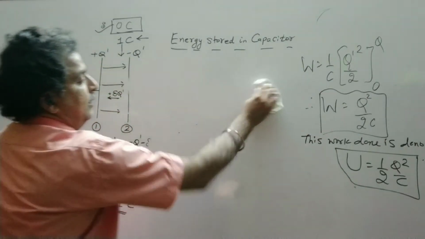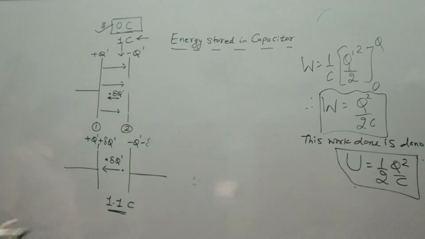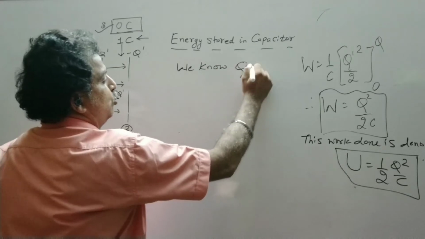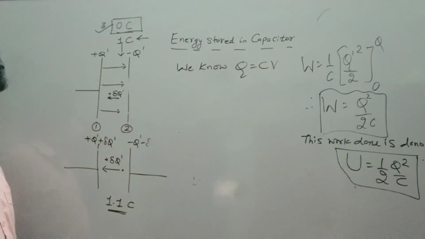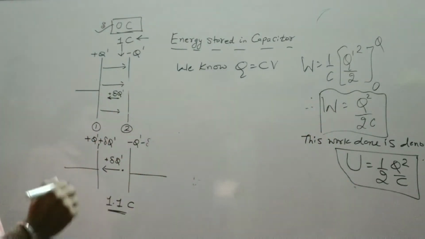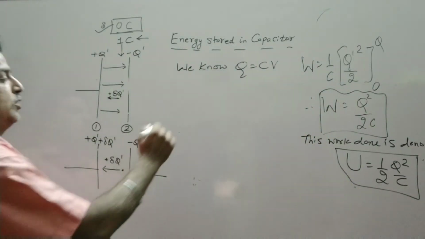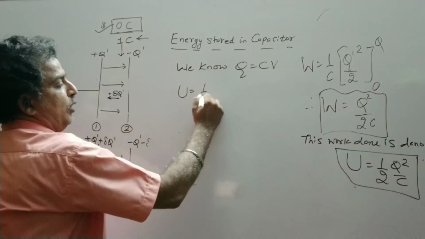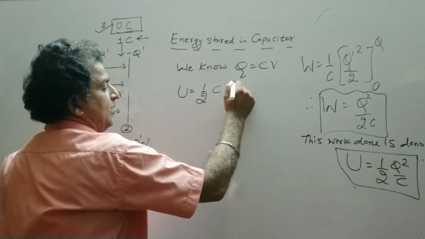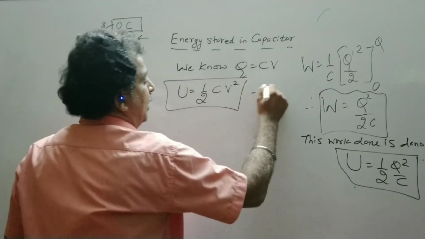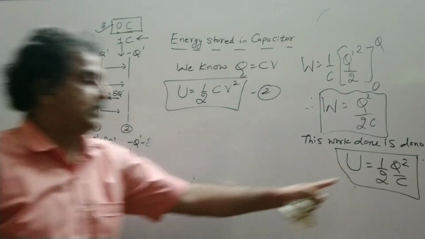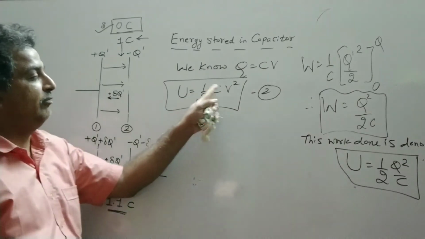Now see the different forms of the equation. We know that in the end, when the capacitor is fully charged, Q can be written as CV, and therefore let us name this as equation 1. So substitute Q is equal to CV in this equation. We will find U is equal to half C square V square, one C is cancelled. So another formula is half CV square. So one formula in terms of Q and C, another formula in terms of C and V.